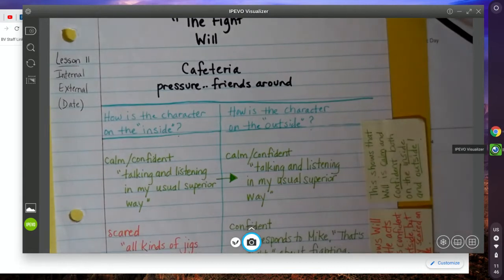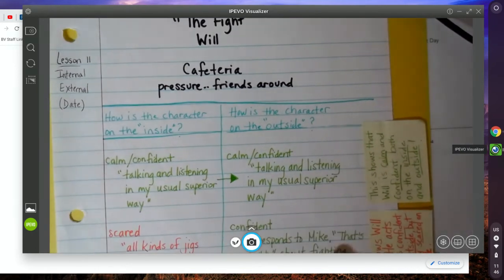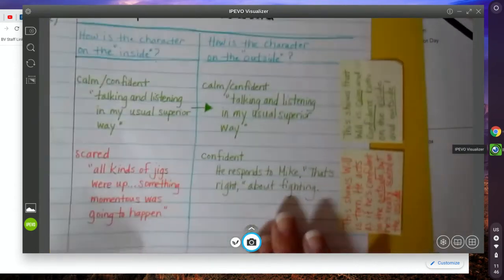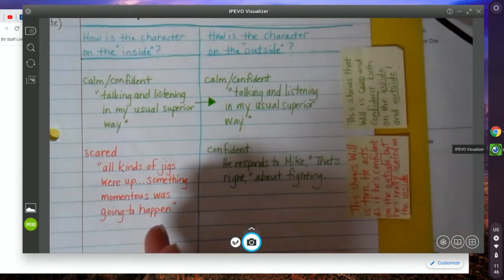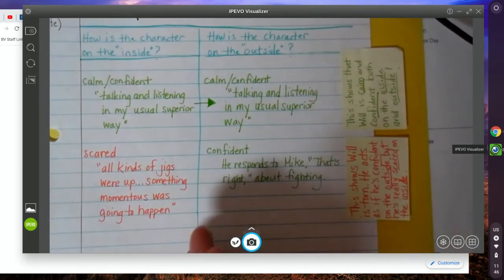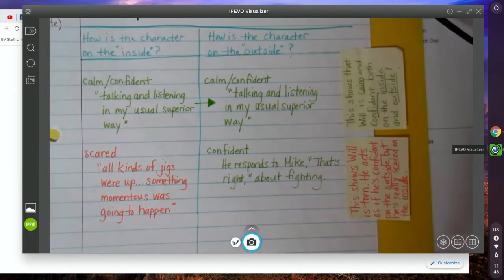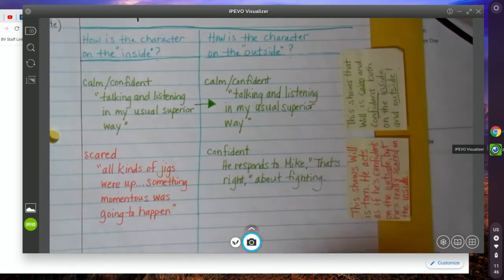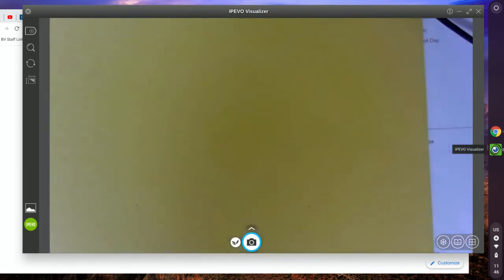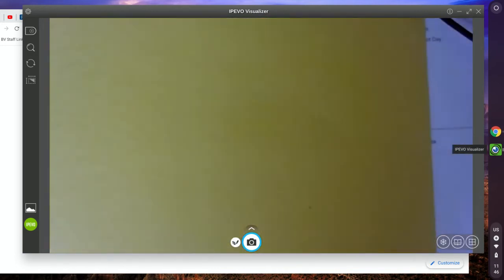But sometimes what's going on and the pressure on the inside of the character does not match what is going on the outside. And we saw that with the story, The Fight, where Will acted like he was, oh, yes, all gung-ho about fighting when Mike came up to him. And then on the inside, he's kind of scared. Okay, so internal is inside, external is outside.